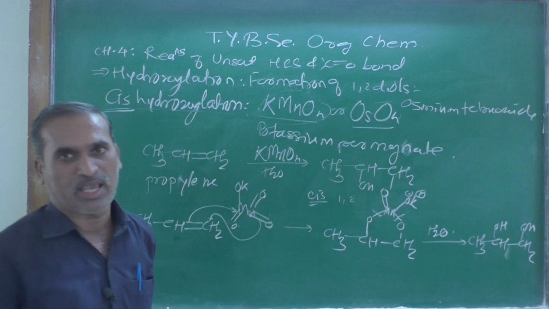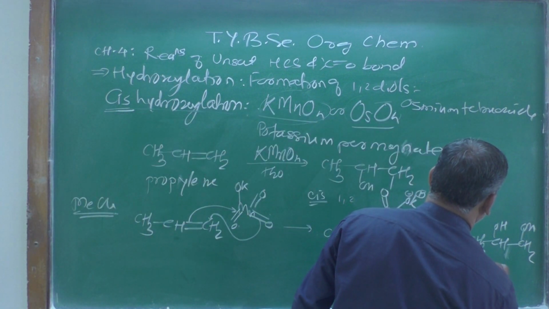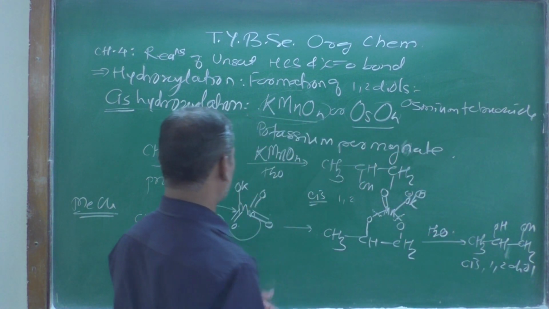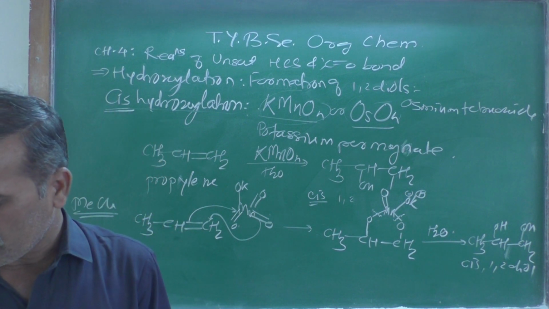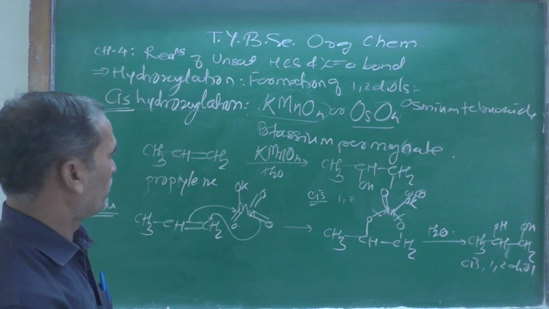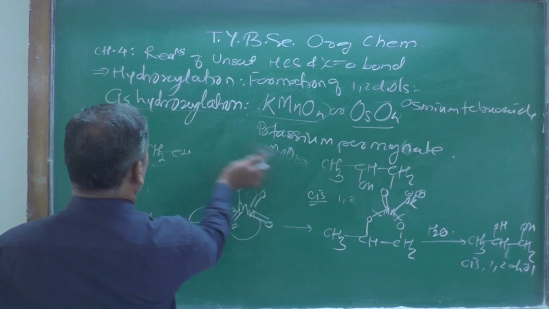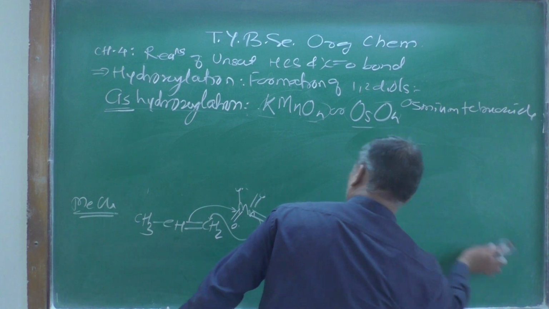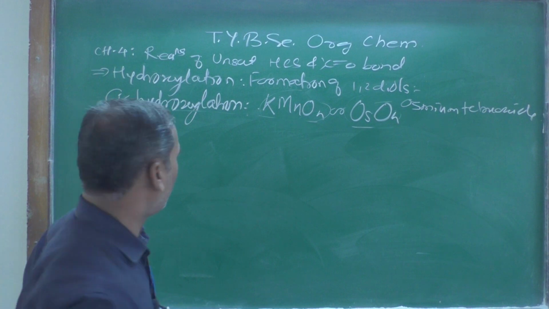OH on the same side, and therefore it is known as a cis-1,2 diol, a cis-1,2 diol derivative. Why does it form a cis-1,2 diol? Let us look at the stereochemistry behind it. What type of stereochemistry does it show? Let us see one more example over here, so that we can understand the stereochemistry behind it.